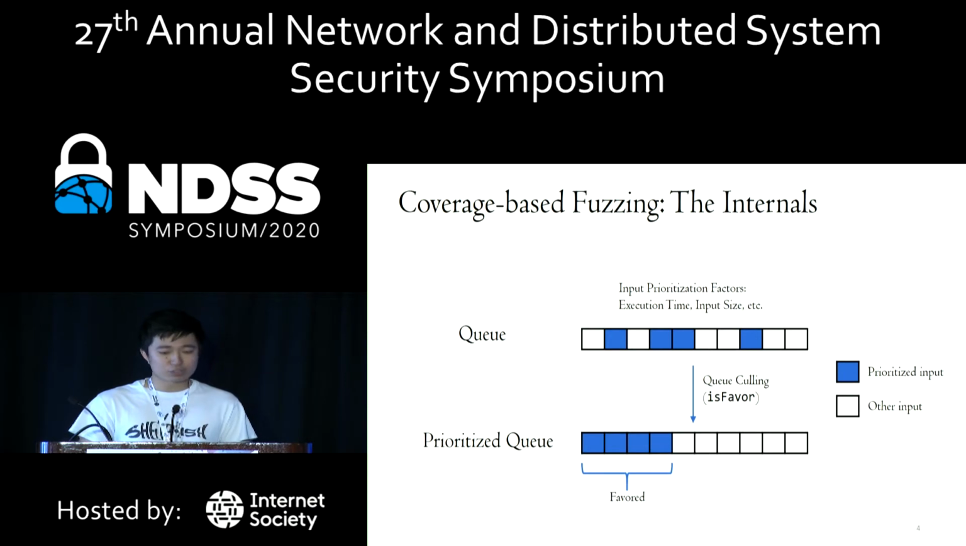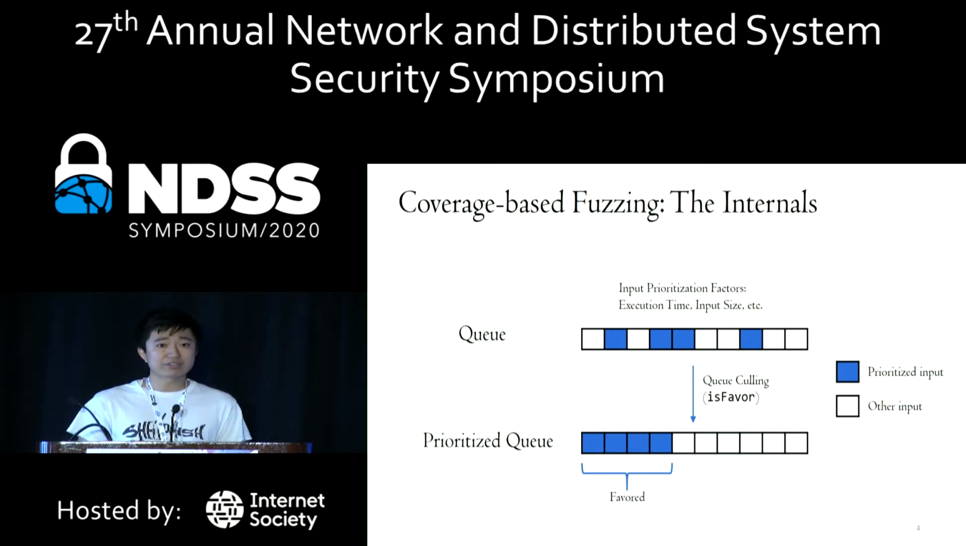So coverage-based fuzzers are not perfect, of course. Let's dive a little bit deeper into the design of coverage-based fuzzers. Internally, coverage-based fuzzers have a queue of inputs that generate new coverage. And usually, as time goes by, this queue will grow larger and larger, and eventually introduce a lot of redundancies in the input queue. To resolve this problem, coverage-based fuzzers introduce a mechanism called queue culling, which prioritizes a subset of inputs and at the same time keeps the same amount of coverage.